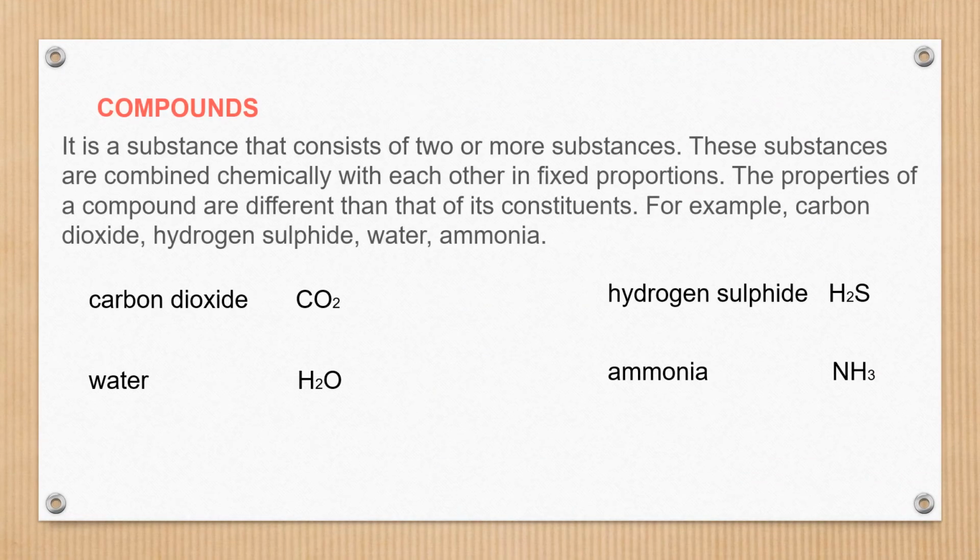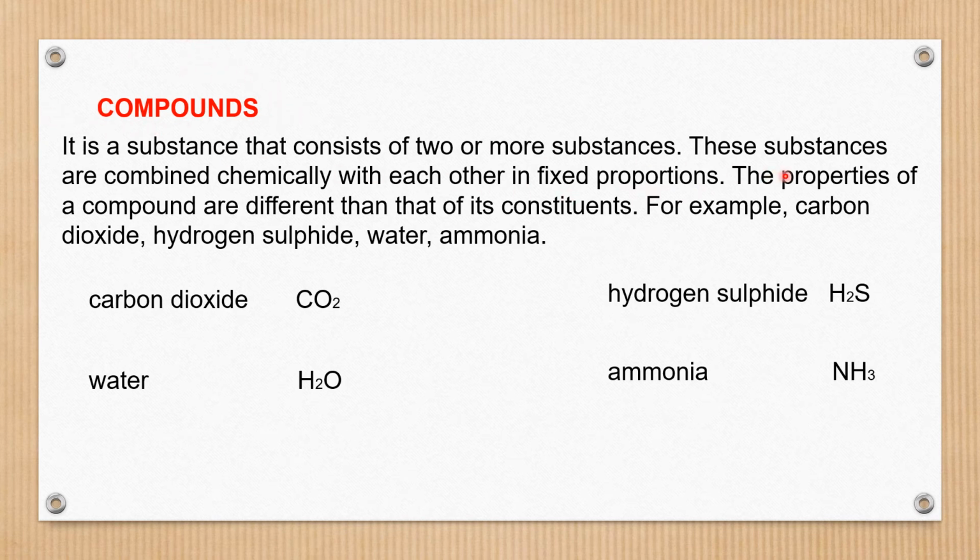Next, pure substances are compounds. And what is a compound? It is a substance that consists of two or more substances. These substances are combined chemically with each other in fixed proportions. Okay, so chemically combined substances, two or more substances, and they have some fixed proportion also. That kind of substances are called compounds.